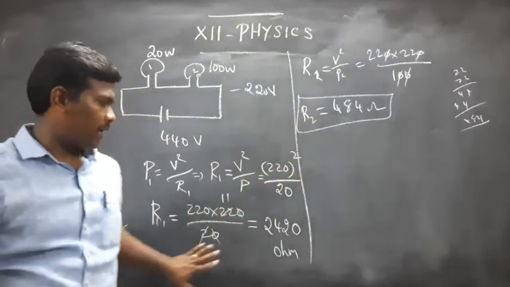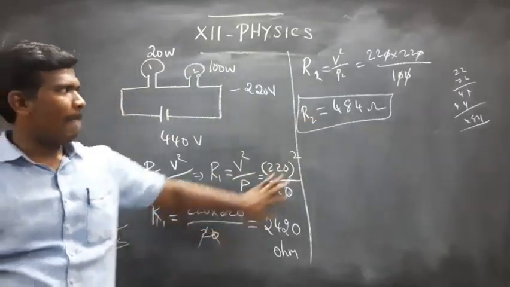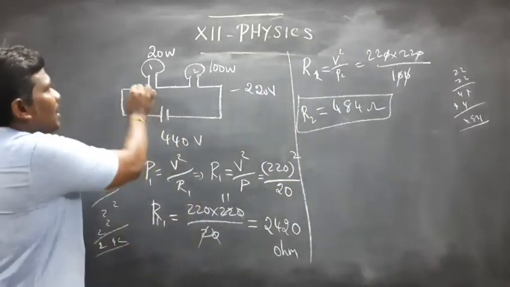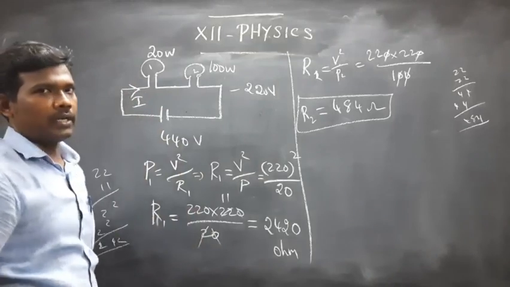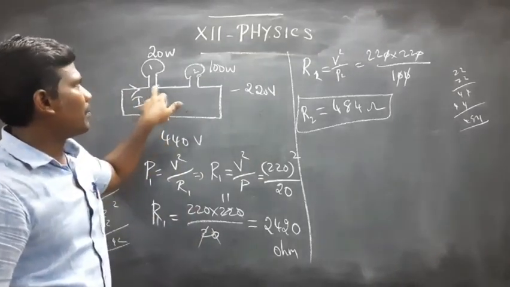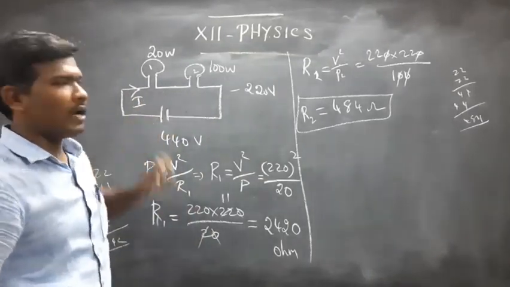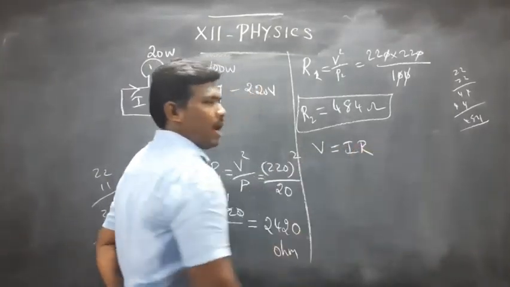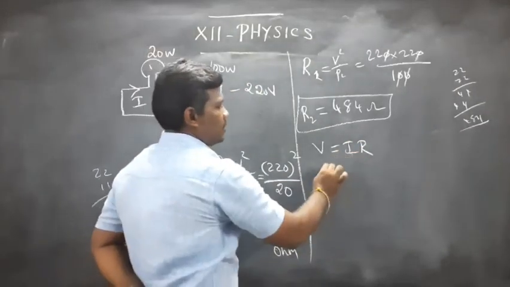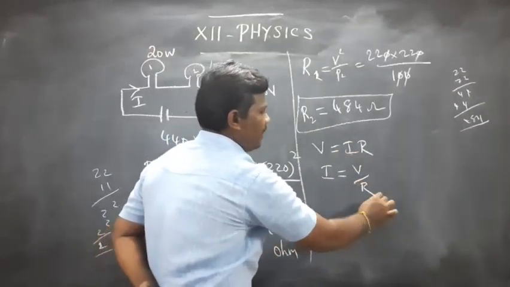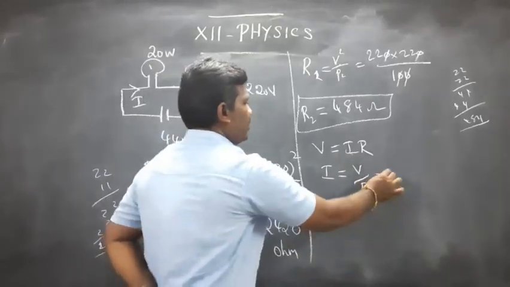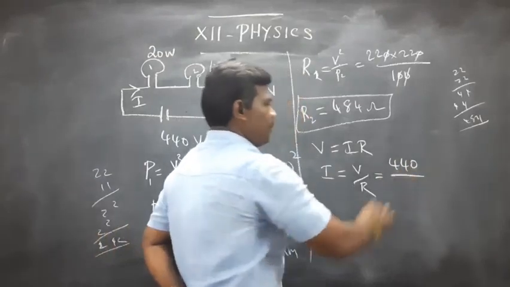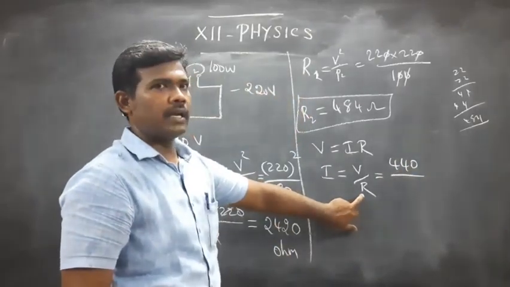So now we calculated the resistance of the first bulb and the resistance of the second bulb. Next we are going to calculate how much current is passing through the circuit. I is the same for bulb 1 and bulb 2. We calculate the I value using Ohm's law, V is equal to IR. Rearranging, I is equal to V divided by R. V is 440 volts, so 440 divided by the net resistance.